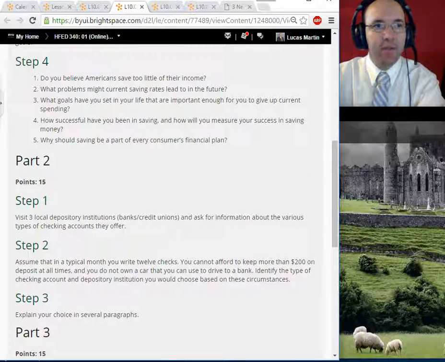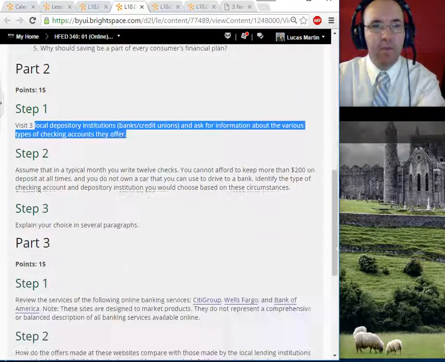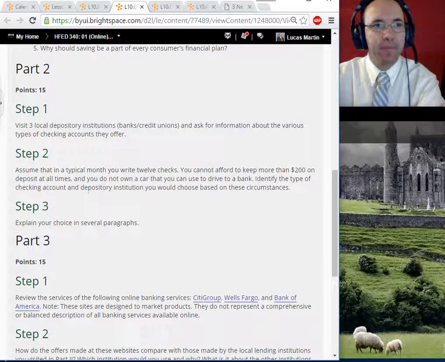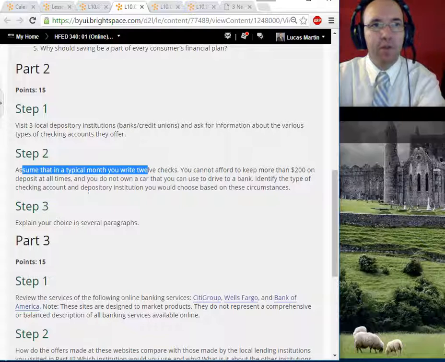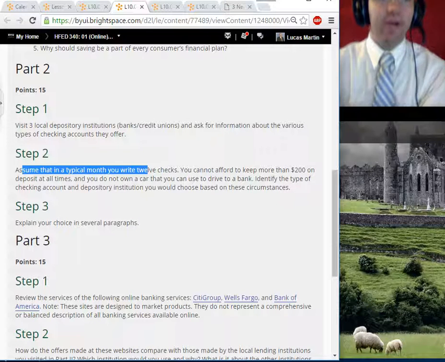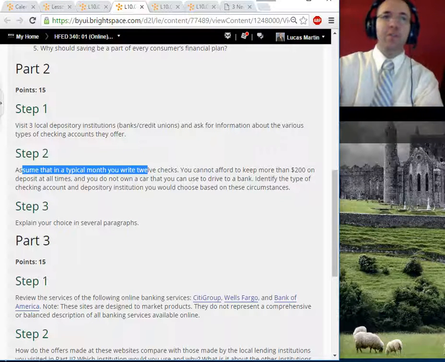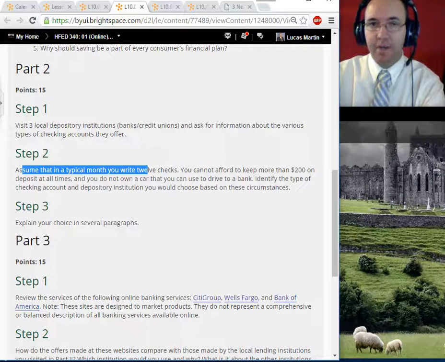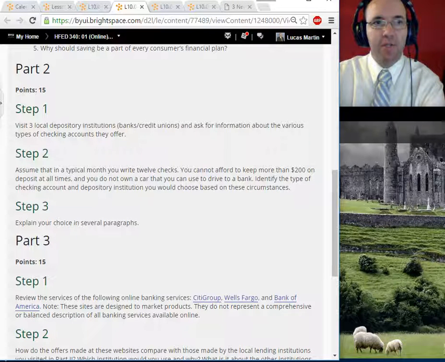The next step is to go ahead and talk to 3 banks or credit unions and ask about different types of checking accounts they have. So you're going to tell me which 3 banks or credit unions you have spoken to. And it's given us some rules here. The rules are you're pretending, at the very least, you can't have more than $200 on deposit. They do this because some banks have limitations on the minimum balance that has to be on there.